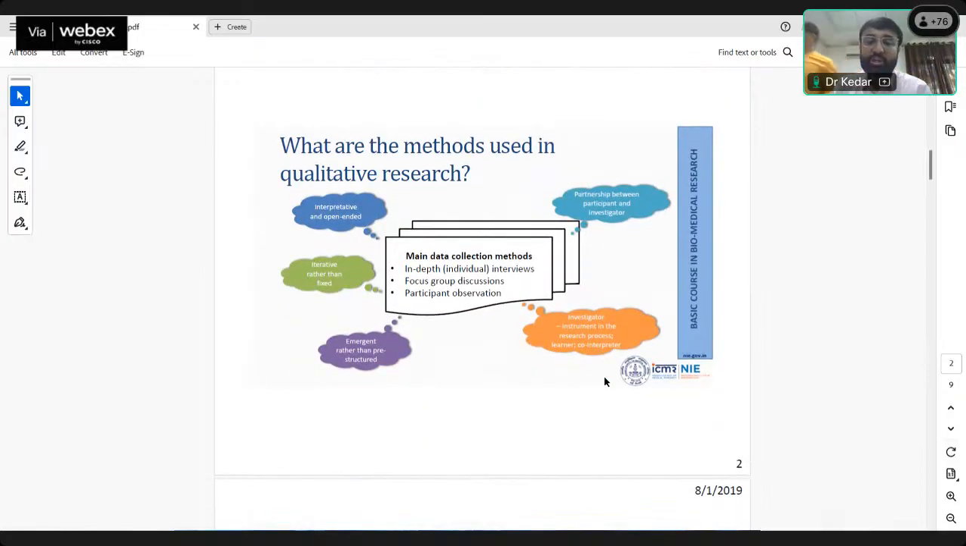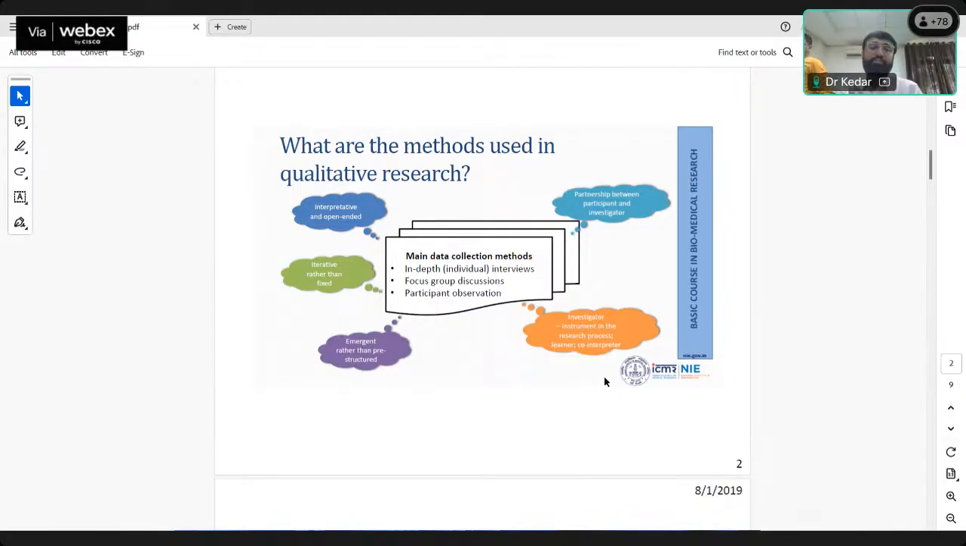So what are the methods used in qualitative research? There are 3 different methods: in-depth interviews, focus group discussions, and participant observation. Again, in an MCQ there may be a 4th method attached, and the question can be which is not used in qualitative research. Survey is the answer, because survey is never used in qualitative research. It is in-depth interviews, FGD, and participant observation. These are the 3 main methods used for qualitative research.